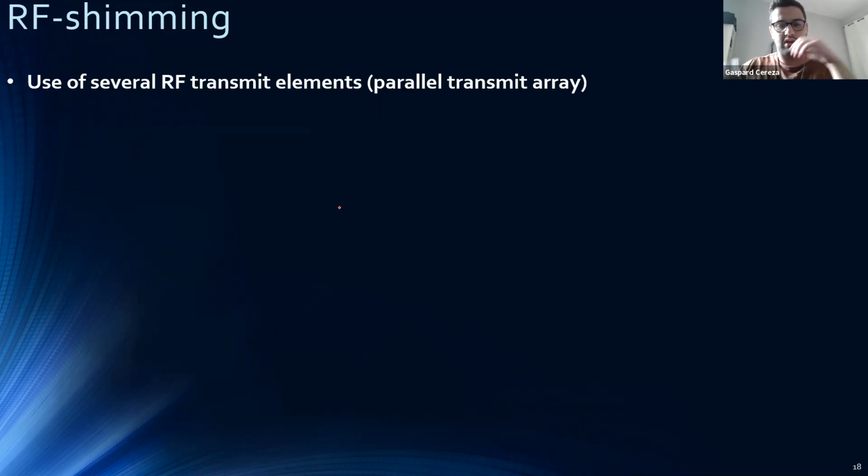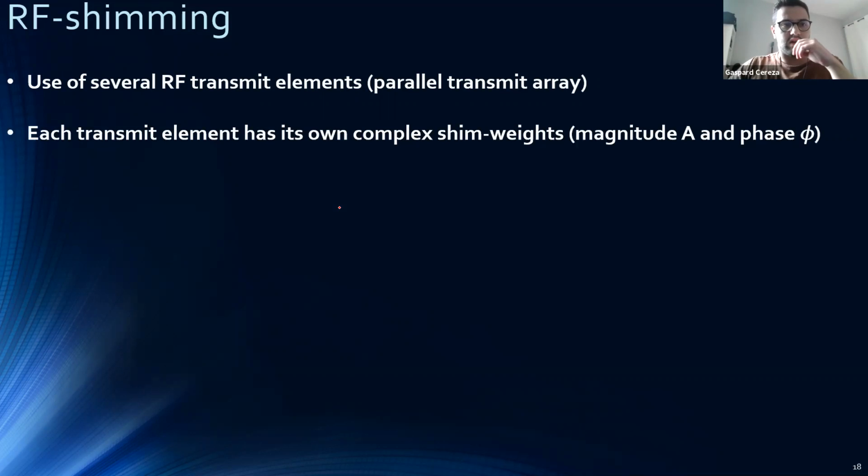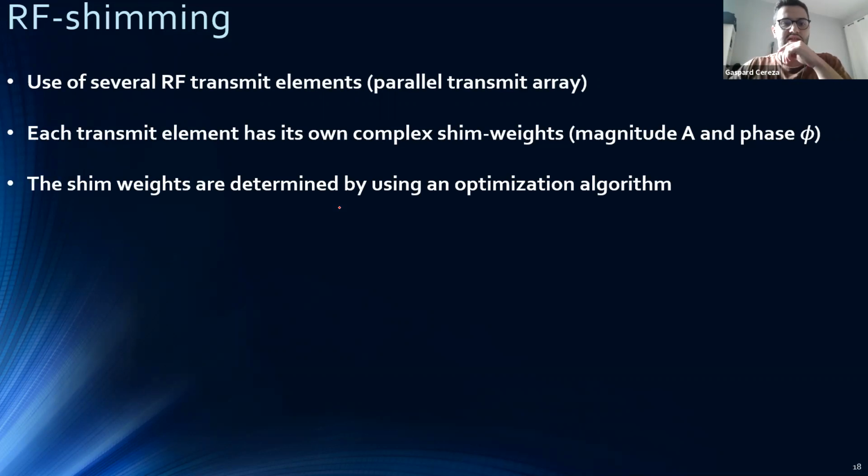So we will have different transmit elements around the patient. And each transmit element will have its own complex shim weights. So one magnitude and one phase per transmit element. And the shim weights that we will use are determined by an optimization. So that can be performed with MATLAB or any optimization software.